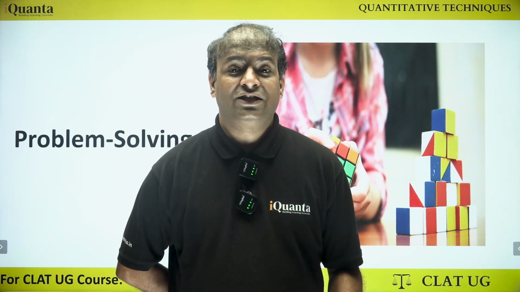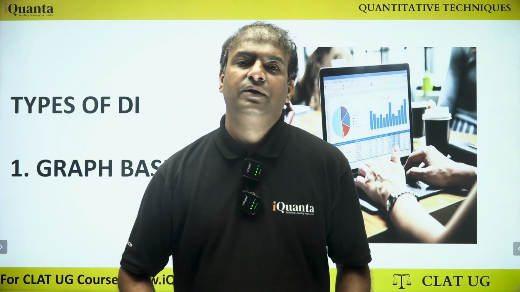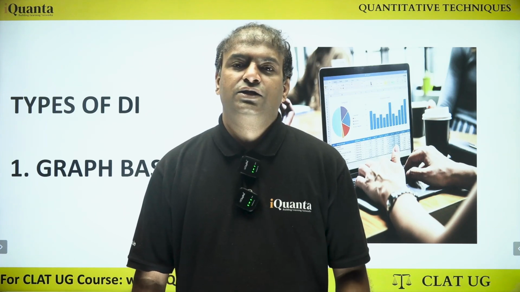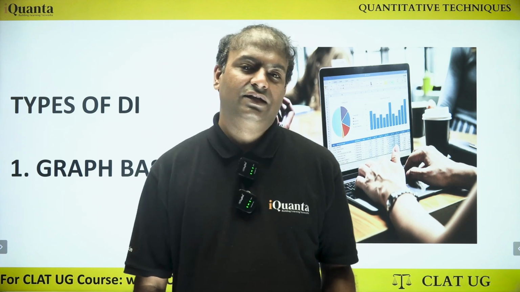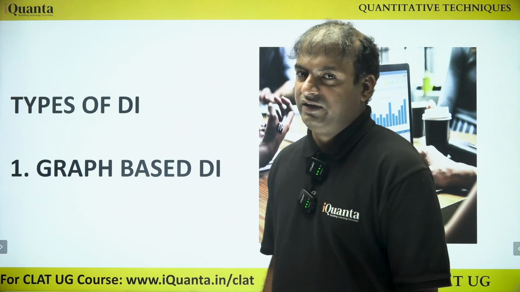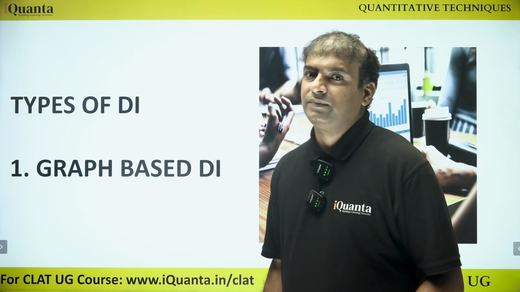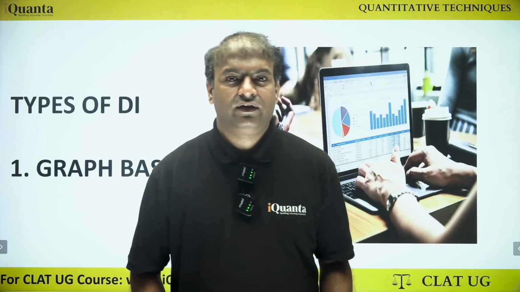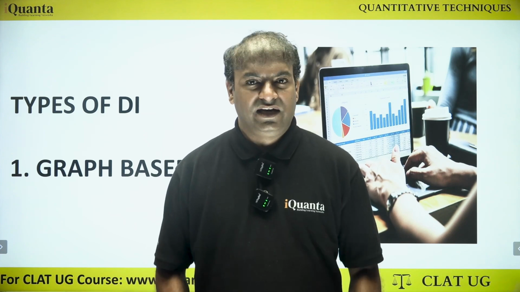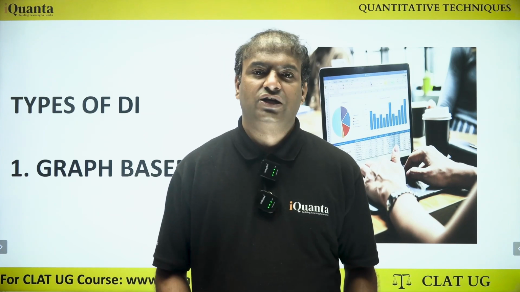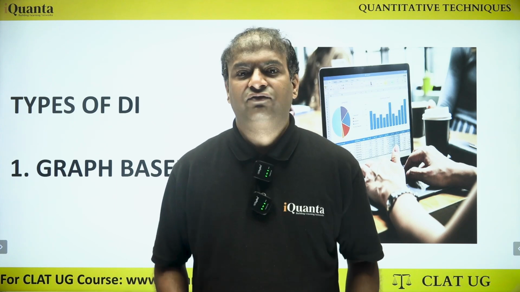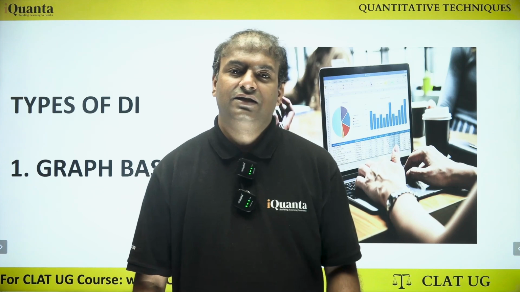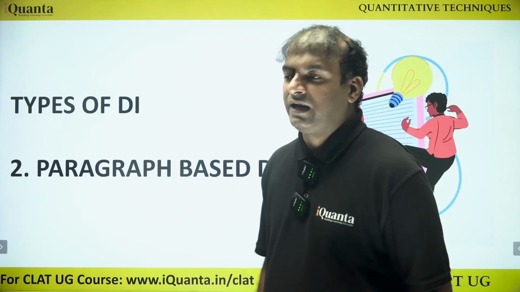Now, as I told you in the beginning, in this section they will give you some DI sets, and then we have to solve the questions. So let's discuss what kind of DI sets there will be. There will be only two kinds of DI sets in this section. Number one is graph-based DI. In graph-based DI, there can be many different types of graphs, like line graphs, bar graphs, tables, pie charts, etc. First we interpret the data from the graphs, and then we solve the questions. The second kind is paragraph-based DI.